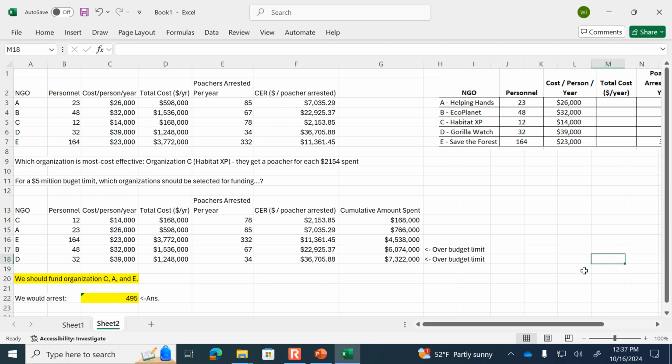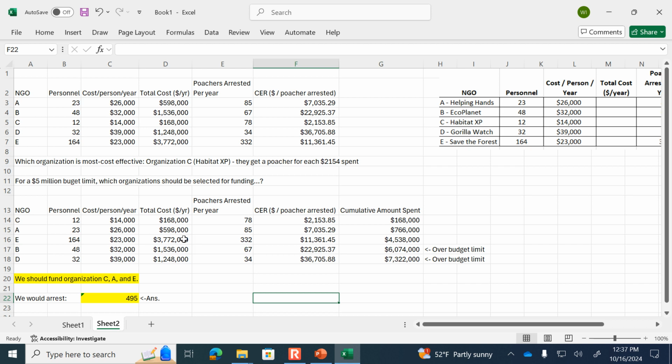And I guess we could prove it to ourselves, like, are there other combinations that would be under the $5 million budget limit? Let's see, if we did D and E, down here at the bottom it says the sum is actually over the limit. It's 5,020,000. So that wouldn't work because it's over the limit. E and D, but even if it was, it's only 366 poachers.